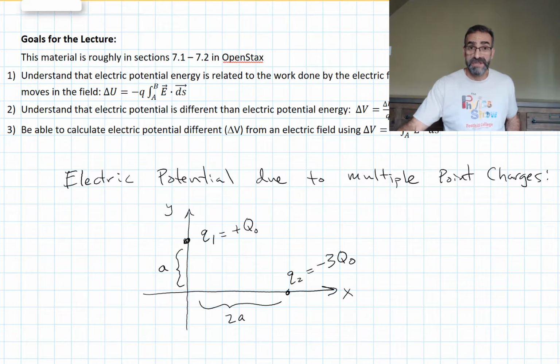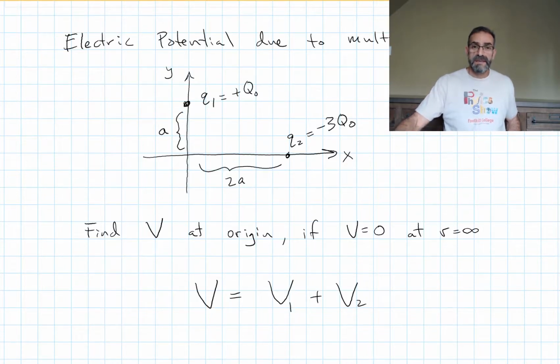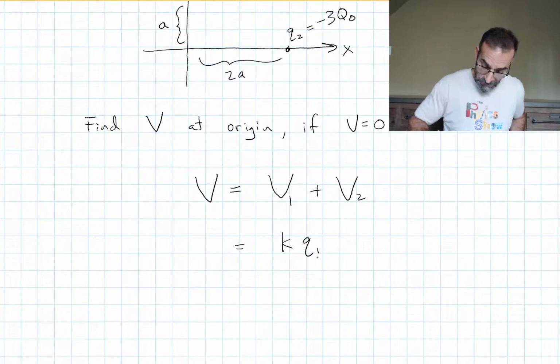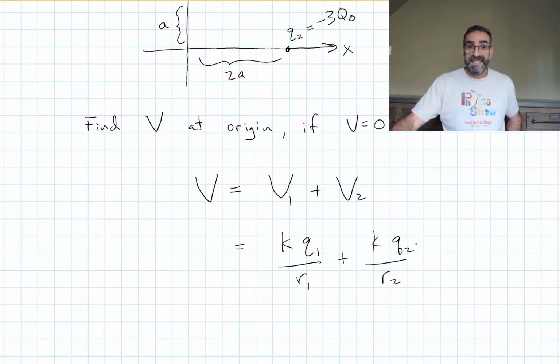Let's look at this situation. We have 2 point charges located as shown, a positive Q and a negative 3Q. We want to know what's the electric potential at the origin if it's 0 at infinity. The potential at the origin is going to be the sum of the potential from charge 1 and the potential from charge 2. Let's add them up and see what we get. Am I forgetting anything?